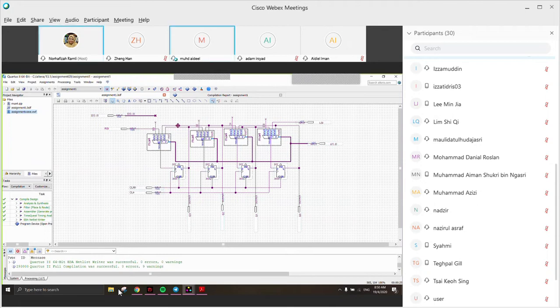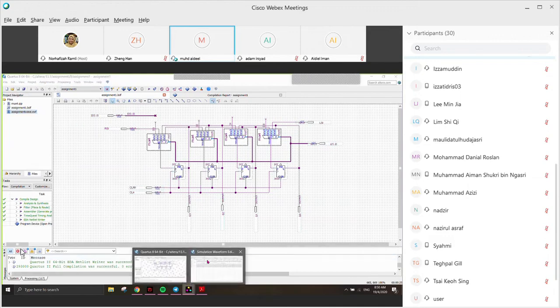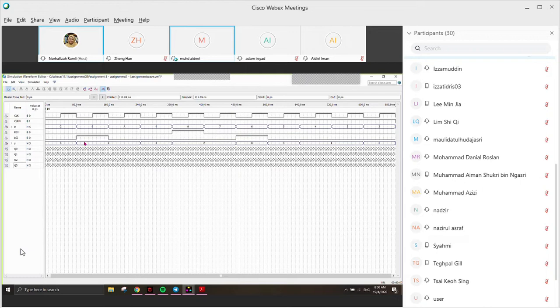So here is my full circuit, and I'm using bus for D input, and for LSI and RSI, I'm only using a NOT line. Okay. For this waveform, I follow the input.